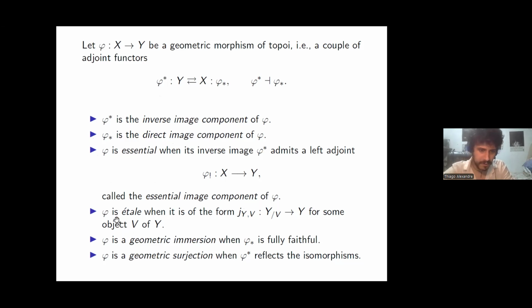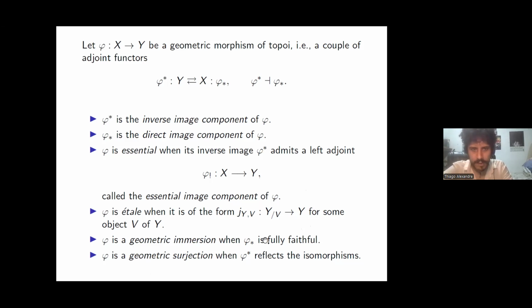But what is important is that phi lower shriek is essentially of this form: the projection of the comma category with respect to some object v of the topos y. The geometric morphism is called a geometric immersion when its direct image component is fully faithful, and a geometric surjection when its inverse image component reflects isomorphisms, or is a conservative functor.